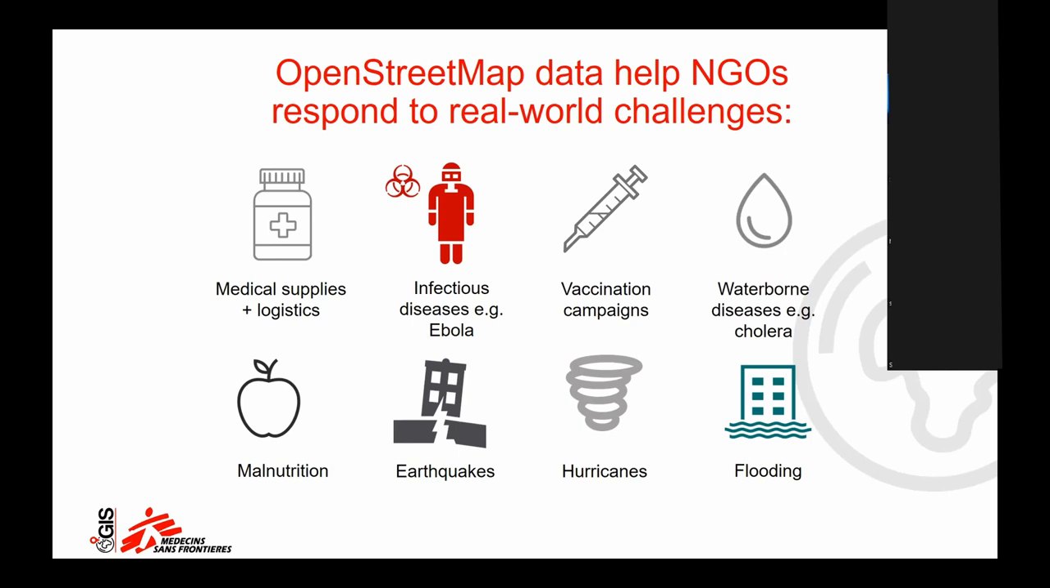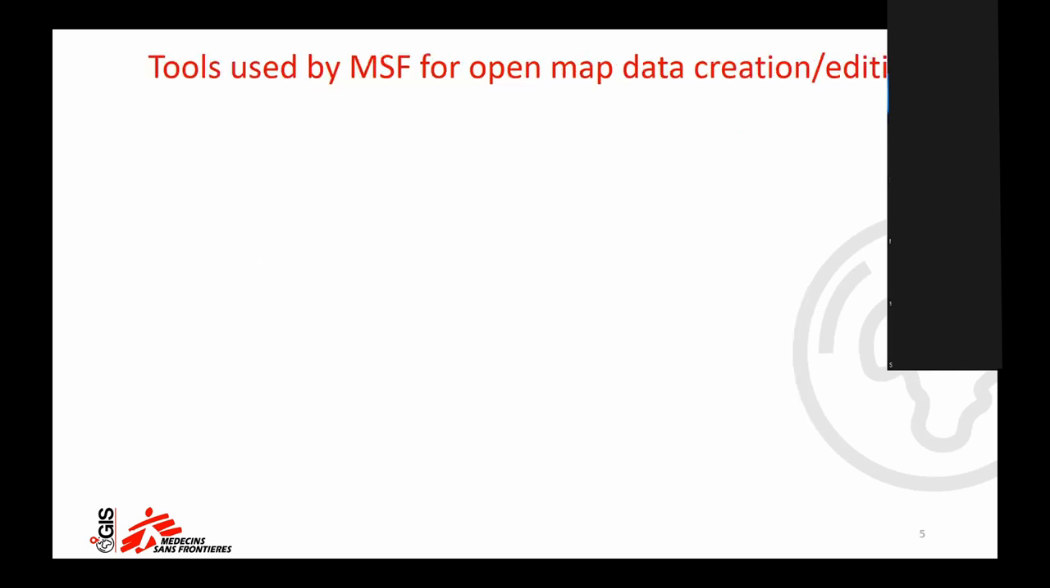The OSM data is used both for planning where to go and take samples, where to go and vaccinate, and then also for measuring the effectivity, where to take samples in order to see the percentage of those who had been vaccinated. And I will share one example of measles vaccination later on. And then, of course, getting the medical supplies to where they need them. So our GIS is actually integrated within logistics, and it's the field that makes the request for Missing Maps to be activated. And they usually also send the area of interest.